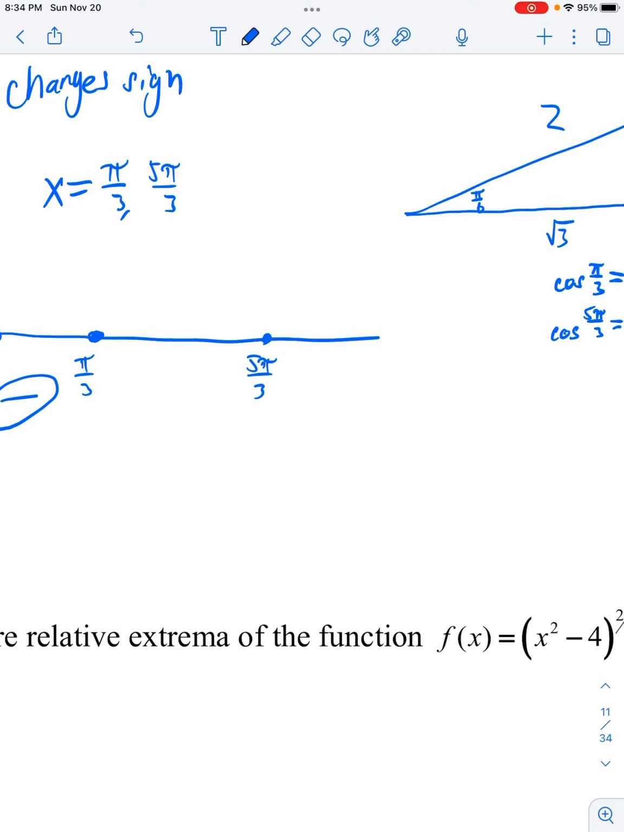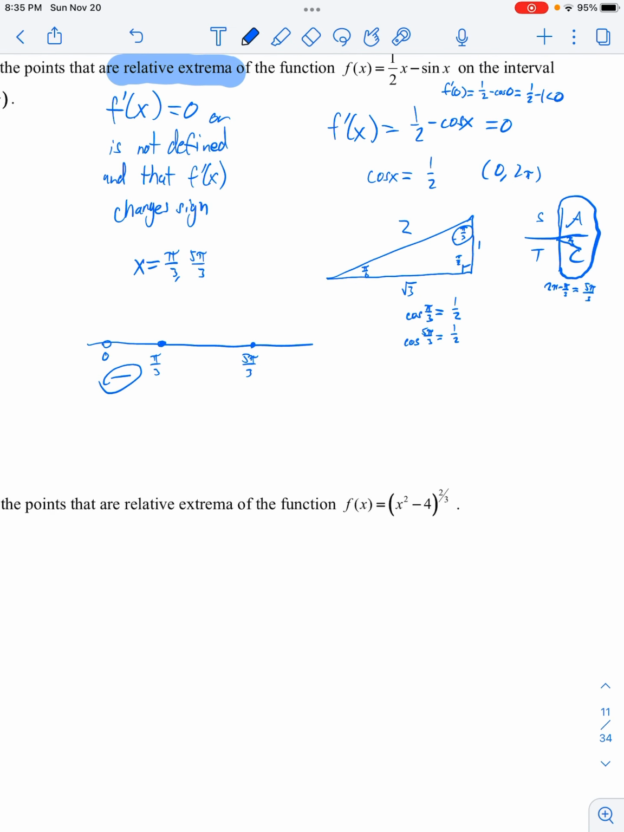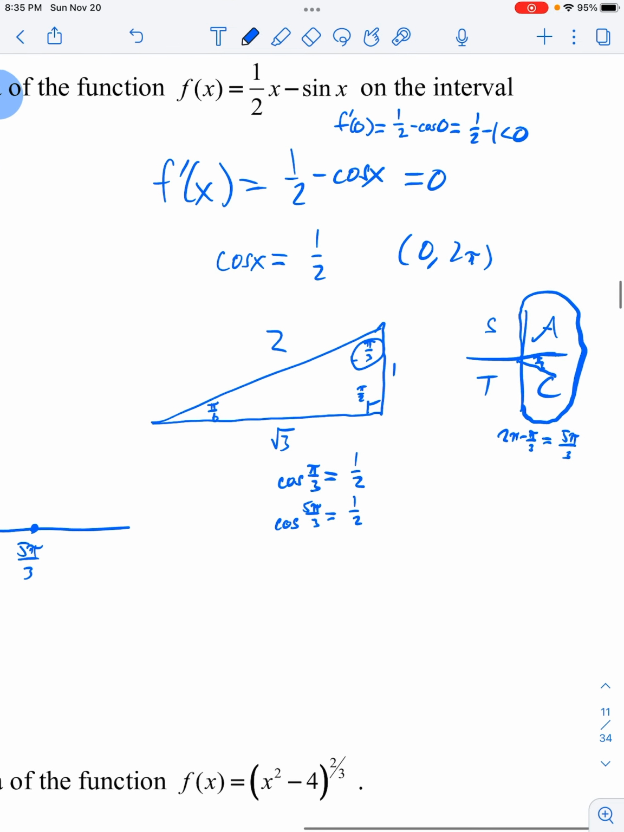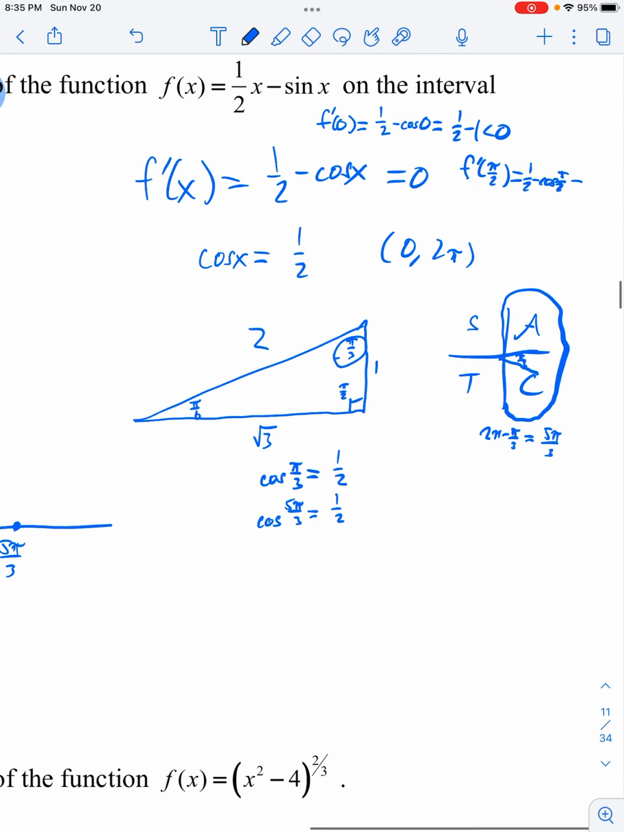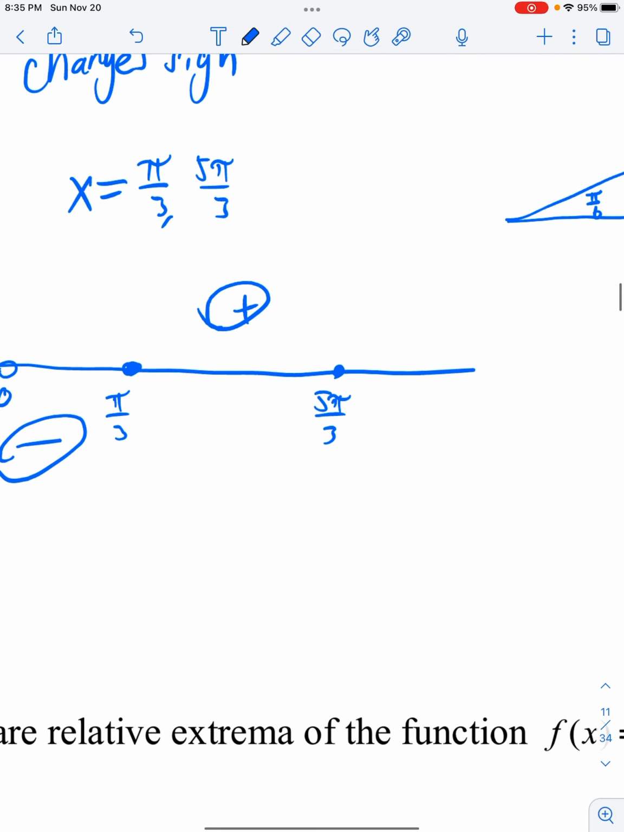Okay, let's plug in something between pi over 3 and 5 pi over 3. Let's think. Pi over 2, I can put pi over 2 in there. So f prime of pi over 2 is going to be 1/2 minus cosine of pi over 2, which equals 1/2, which is greater than 0. So between here, f prime is going to be positive, so I'm making a sign chart.